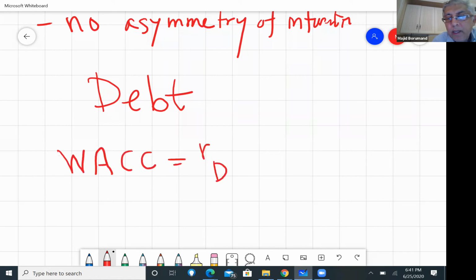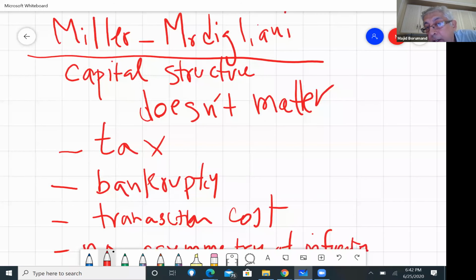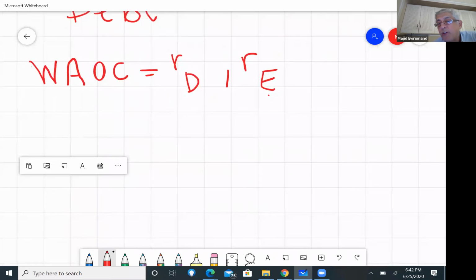So financial decisions do not matter in a capital structure? No. If we are in a Miller-Modigliani world, then capital structure doesn't matter. If we are in the real world, it matters. Actually, this is very famous: MBA students graduate, go out, and keep saying, oh, capital structure doesn't matter. No, that is Miller-Modigliani. In the real world, if there's tax, if there's bankruptcy, if there's asymmetry of information, capital structure does matter, right? And that's what I want to prove now, right?